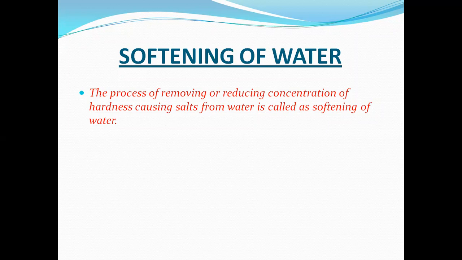Removing all of the hardness causing salts from the water sample is a little difficult, so at least we can reduce the concentration of hardness causing salts from the water. That is the softening of the water sample. So basically we are going to purify the water so that it can be used for drinking, cooking, industries, etc.